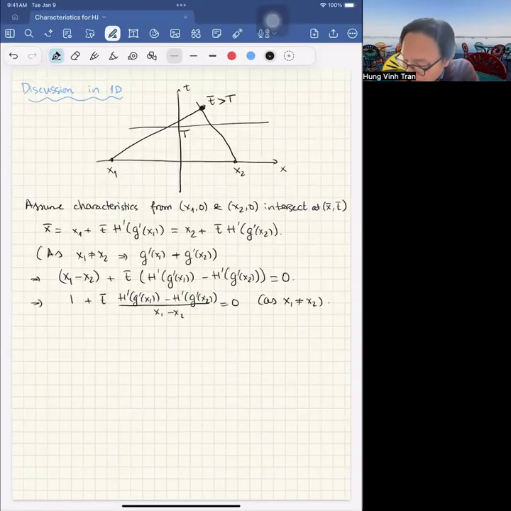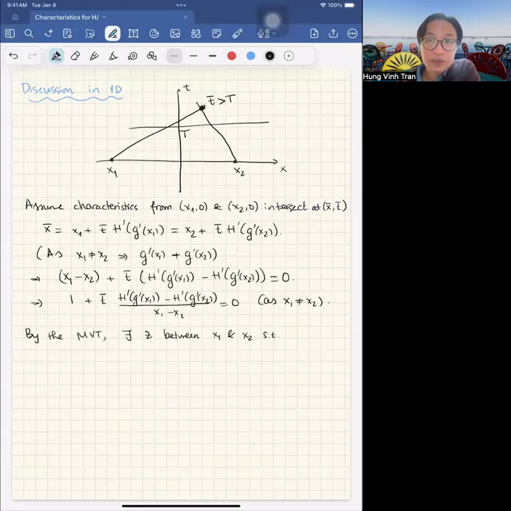Okay, so then by the mean value theorem, there would exist a point z between x1 and x2 such that I would have f of x1 minus f of x2 over x1 minus x2 is equal to f prime of z at a point z in between, right? So that's exactly that.